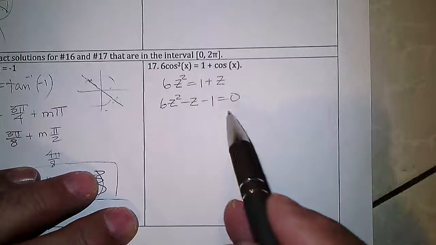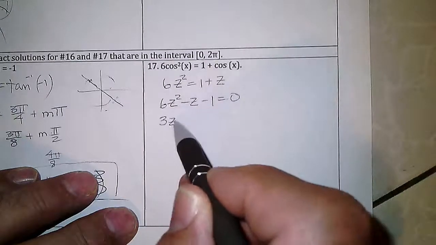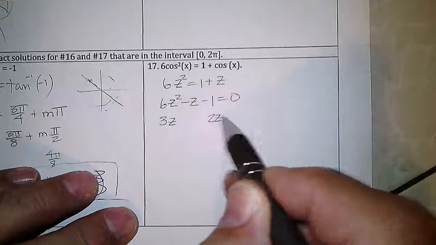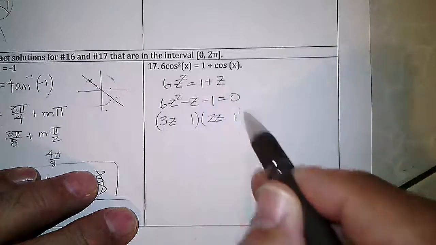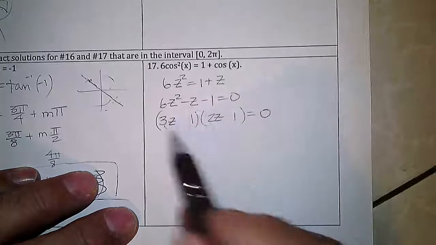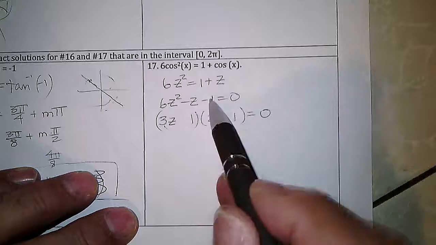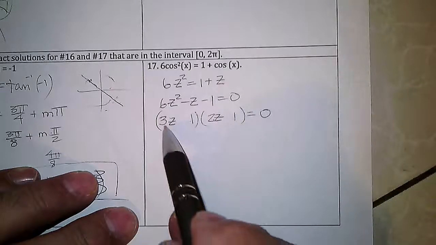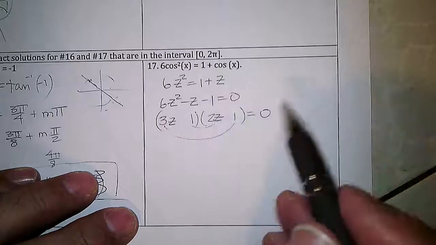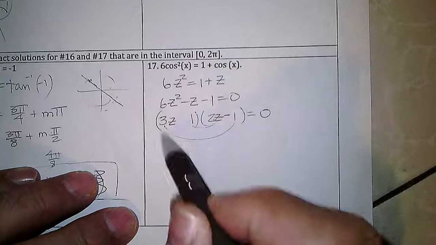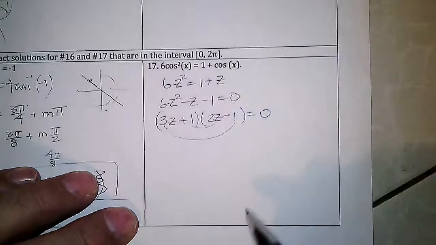And I can use the quadratic formula, or I can factor, probably 3z and 2z. And this would have to be 1 and 1, and one of these is negative. And the first times the first makes this. The last times the last is supposed to make that, so one of these got to be negative. And the outsides, 3z and the 2z have to make the negative 1z. So if I make it negative 3z's plus 2z's, I get negative 1.